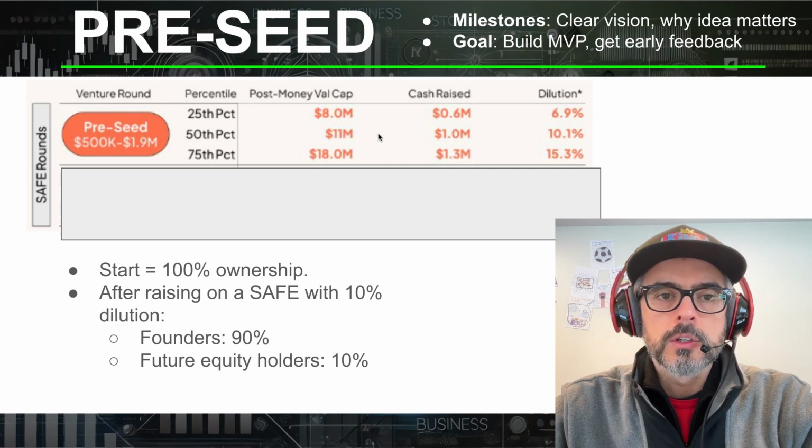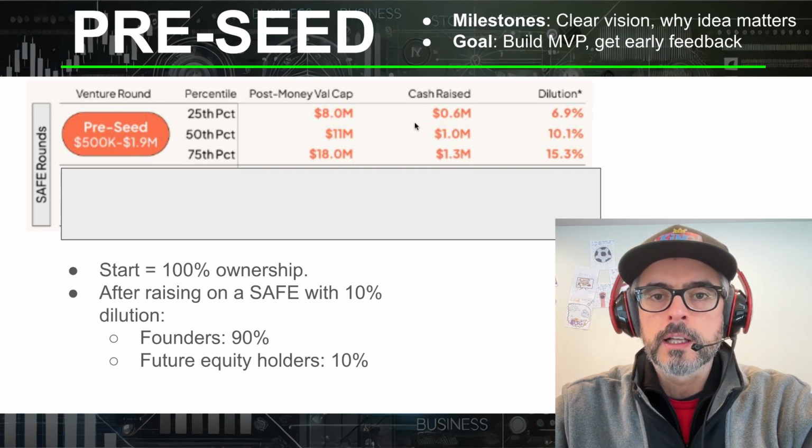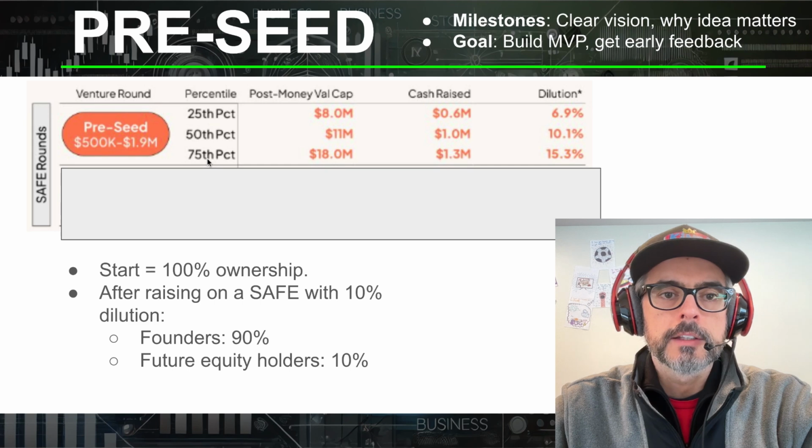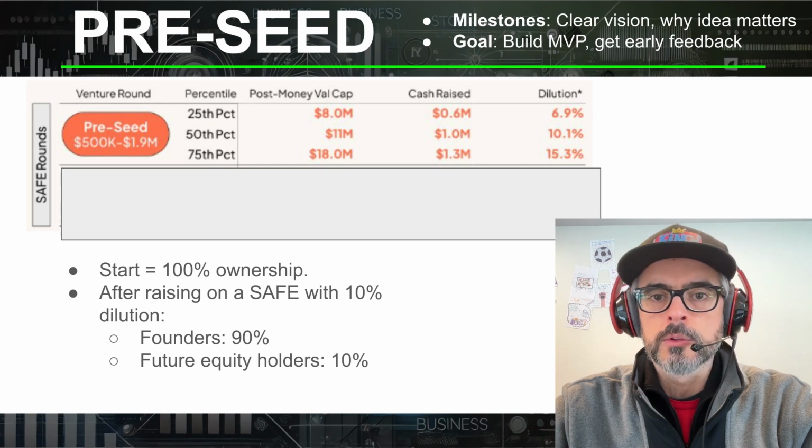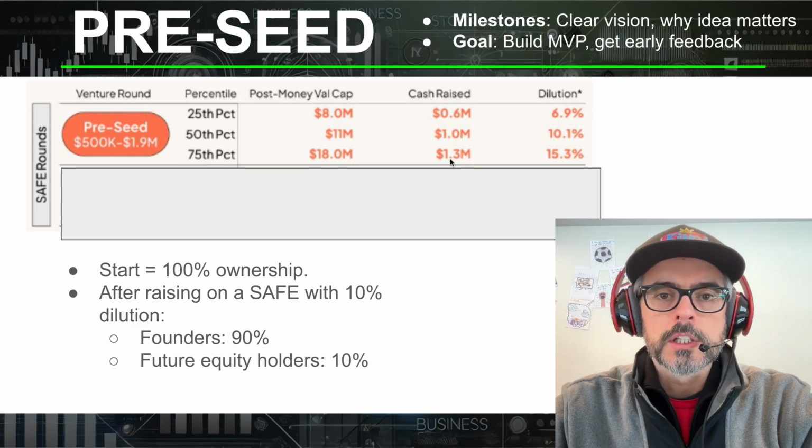And so you can see here the 25th percentile, they raised a bit more than $500,000. And the 75th percentile, they raised about $1.4 million. So this gives you an indication when you try to raise some money for pre-seed, you should be able to raise between $500,000 and $2 million with this type of transaction.